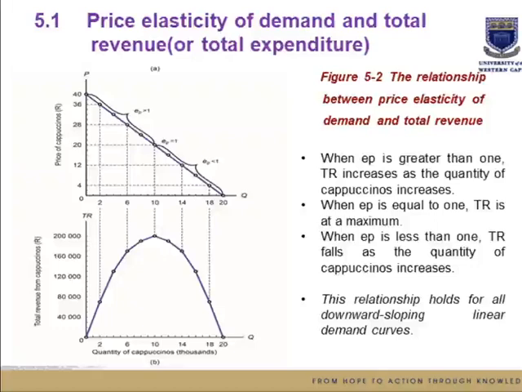Therefore, it is only logical for a profit maximizing firm to increase the price of a product if the price elasticity coefficient is less than 1, or to lower the price of a product if the price elasticity coefficient is greater than 1, or to leave the price of the product if the price elasticity is equal to 1. These relationships we observe between the price and total revenue hold for all downward sloping demand curves.